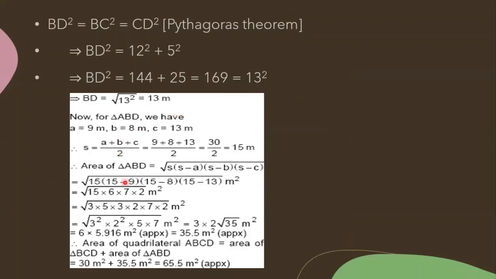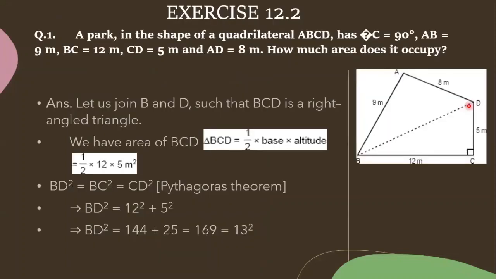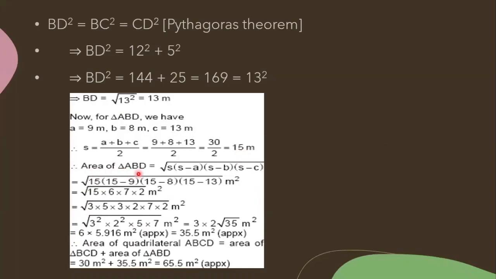Okay. For triangle ABD we will apply Heron's formula. After applying, see here, S value is 9 plus 8 plus 13. Here, this AB side is 9, AD side is 8, and BD we got 13. So 9 plus 13 plus 8. How much are we getting? So area of triangle ABD is 6 root 35.